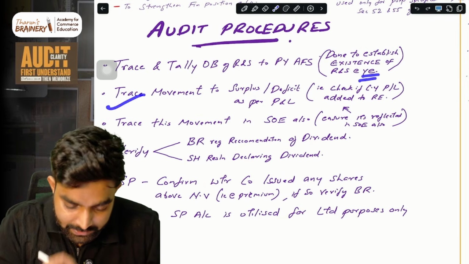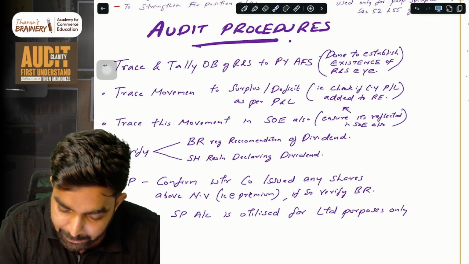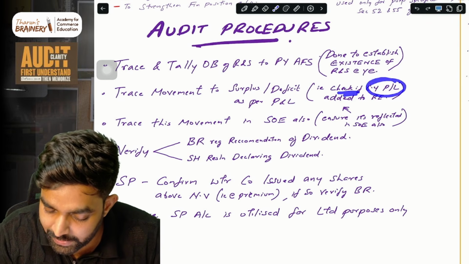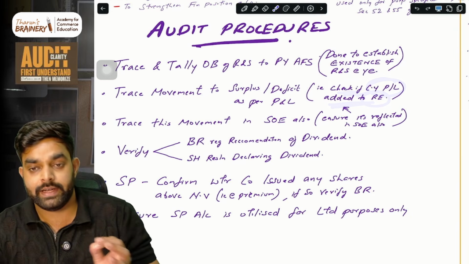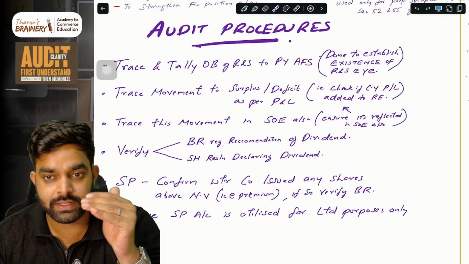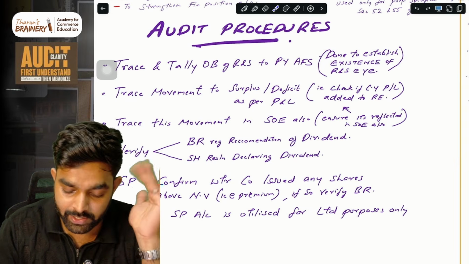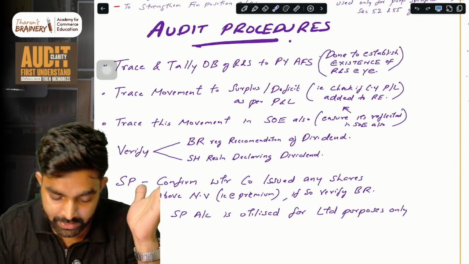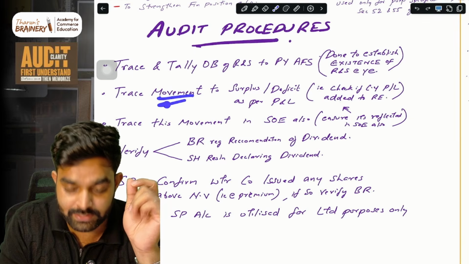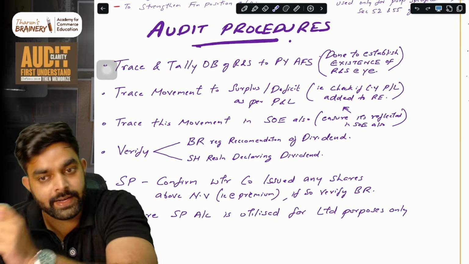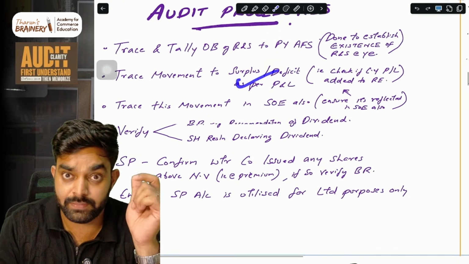Then trace the movement to surplus or deficit as per the P&L account. That is, check if current year P&L is added to the retained earnings, reserves. Basically, whatever surplus or deficit there is for the current year, make sure that it is properly added to the reserves. Whatever is there from the P&L, it is added to the reserve. The trace, the movement is correct. From the P&L, the extra money we have from the profit is added to the reserves.